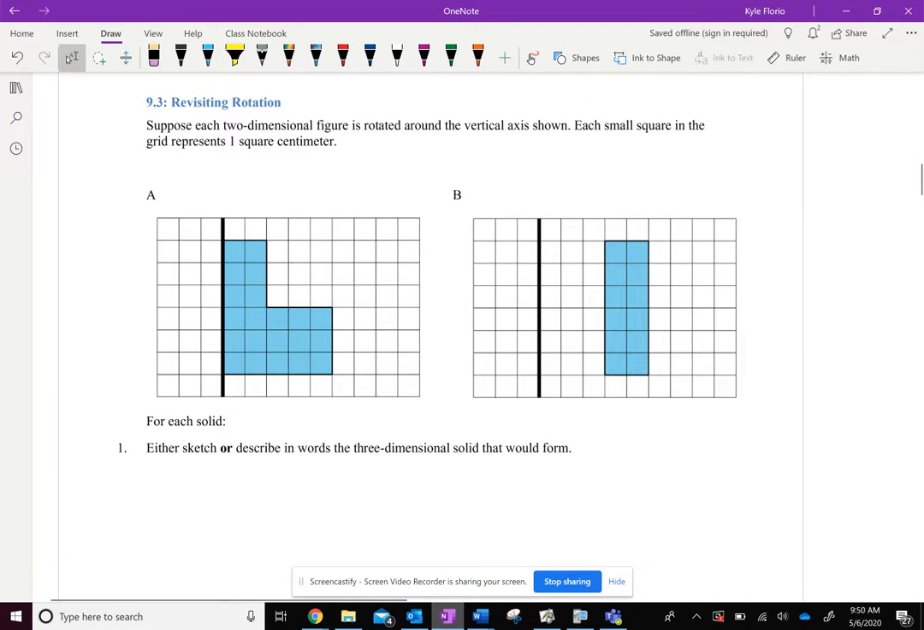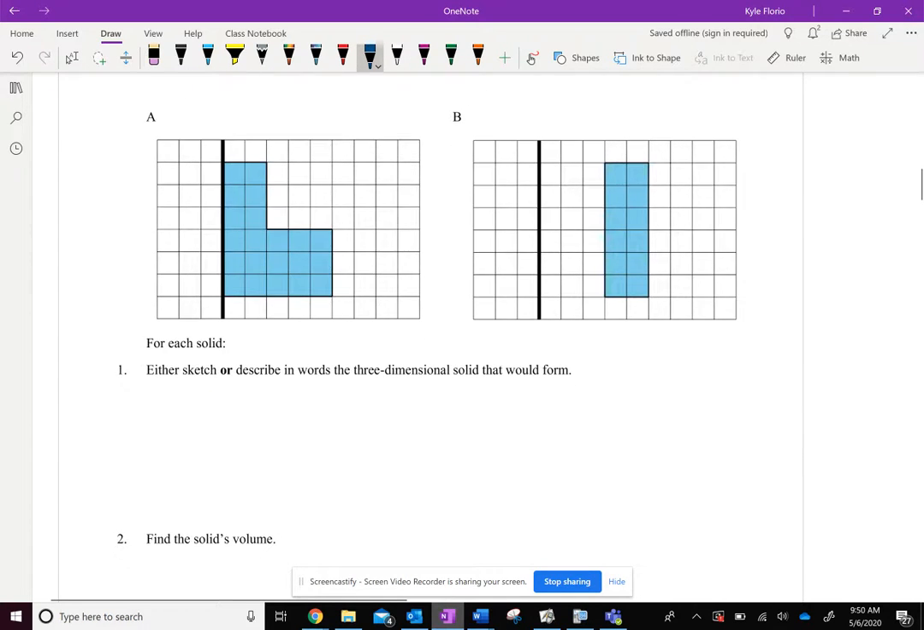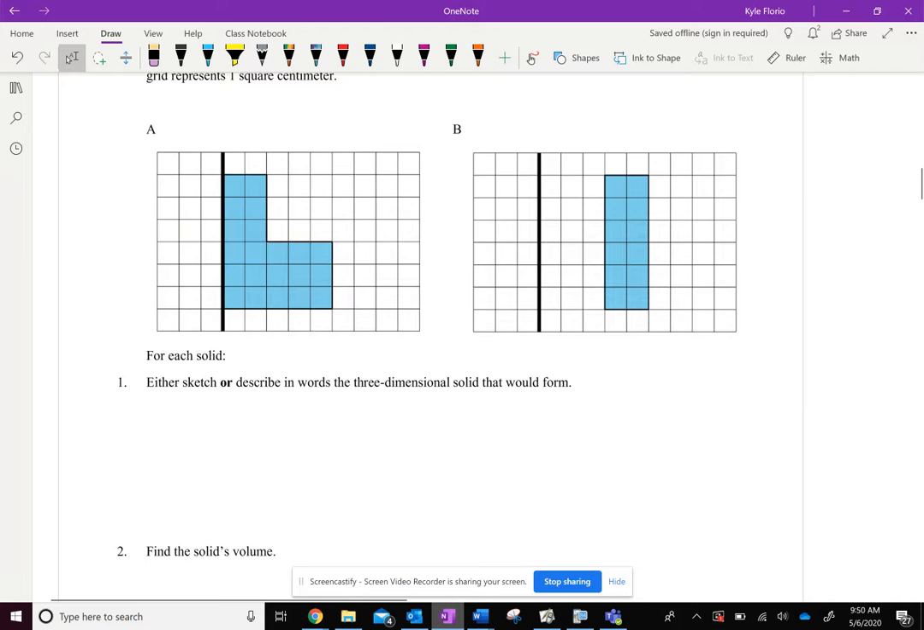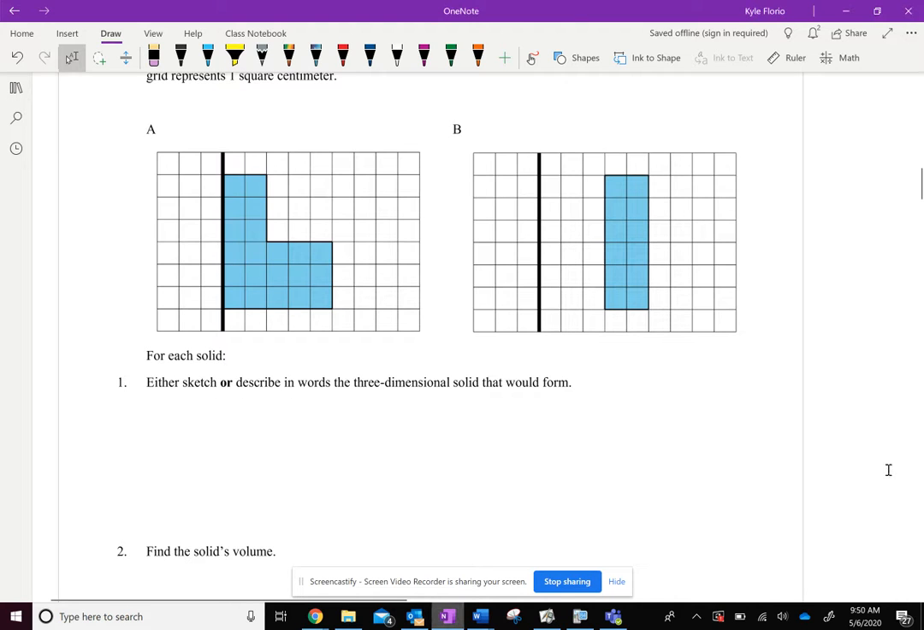Suppose each two-dimensional figure is rotated around the vertical axis shown. Each small square in the group represents 1 square centimeter. Either sketch or describe in words the three-dimensional solid that it would form. So if we took this weird-looking shape here and rotated it around this vertical axis, what would it look like? You're imagining rotating this figure around and around. What figure would that make?